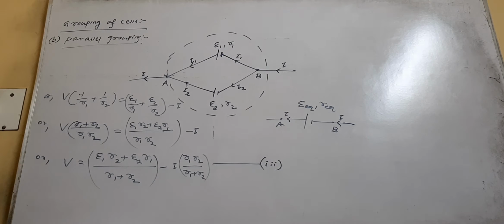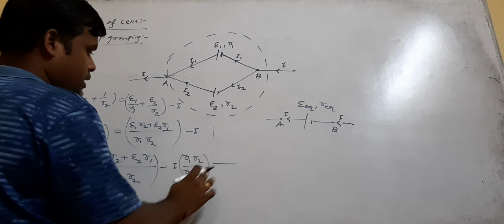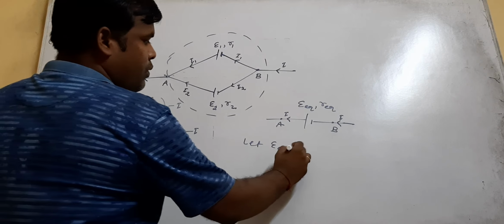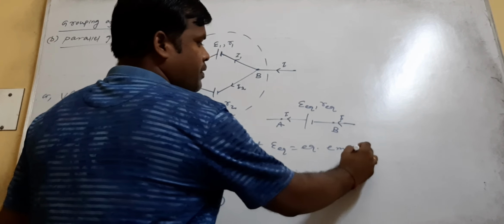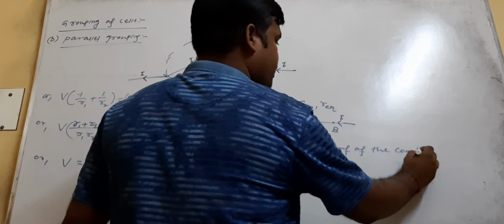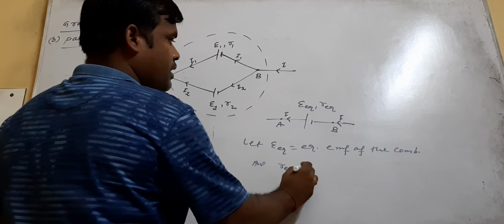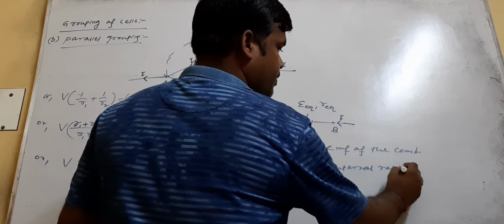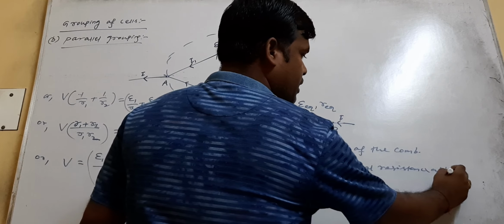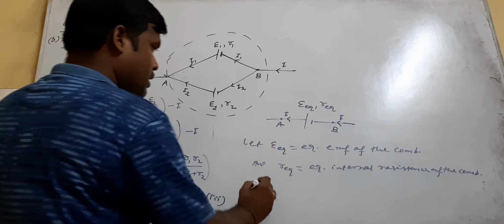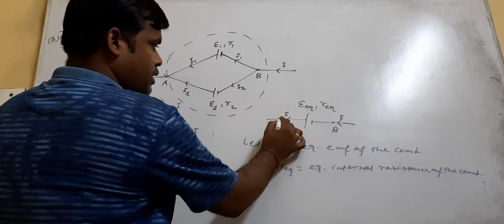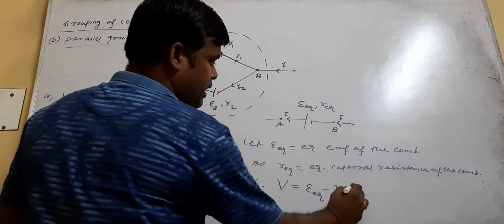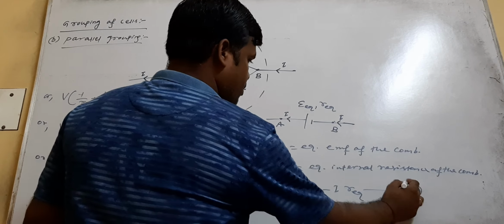So now you consider EEQ is equivalent EMF of the combination, and REQ is equivalent internal resistance of the combination. Therefore, you can write V is equal to VA minus VB, that is V is equal to E equivalent minus I R equivalent. It is equation number 4.